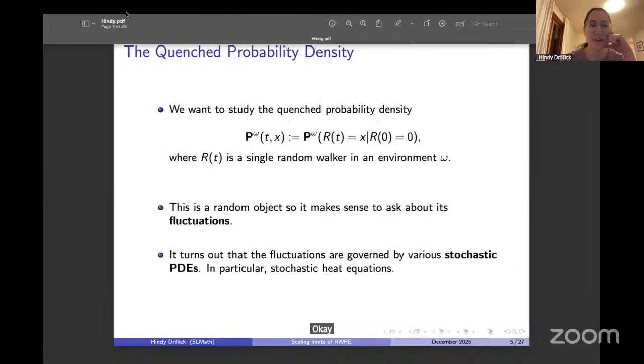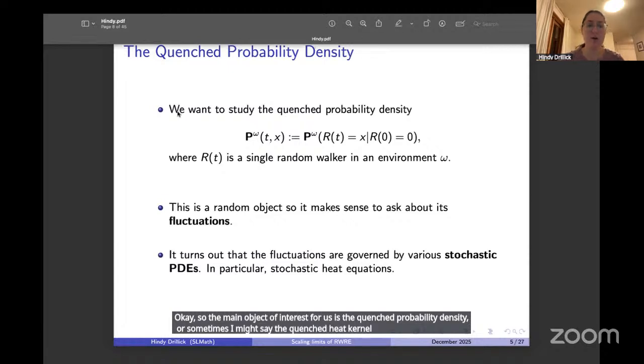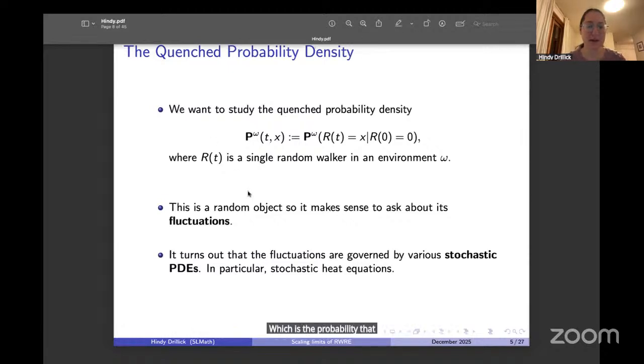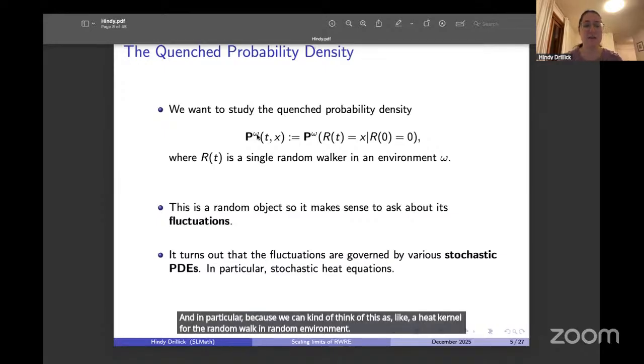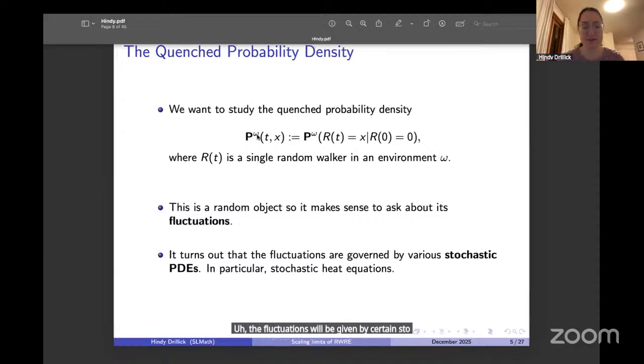Okay, so the main object of interest for us is the quenched probability density, or sometimes I might say the quenched heat kernel for the random walk, which is the probability that at time t, a random walker is at position x. And we're assuming that at time 0, the random walk starts at position 0. We use this shorthand, p of t comma x. Now this is a random object because it still depends on omega. So it makes sense to ask about the fluctuations of this object. It will turn out that the fluctuations are governed by certain stochastic PDEs. In particular, because we can think of this as a heat kernel for the random walk, the fluctuations will be given by certain stochastic heat equations. We'll see this more precisely soon.